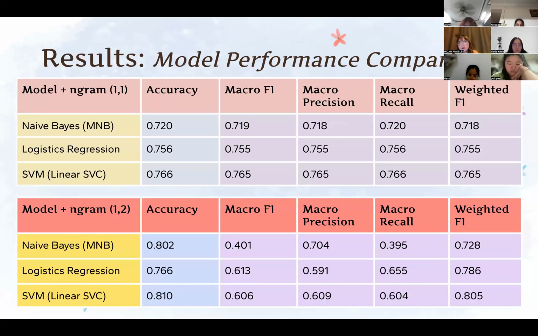The table shows unigram versus bigram results. Adding bigrams improves performance, especially for SVM and logistic regression. The models capture short phrases like not good or very slow, which hold stronger sentiment than single words. Hence, we use bigrams for better context and more accurate predictions.